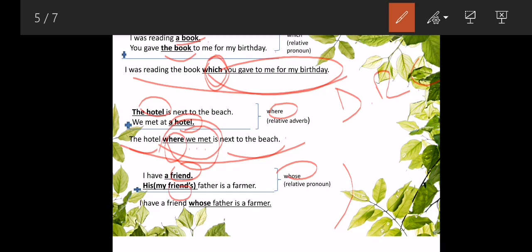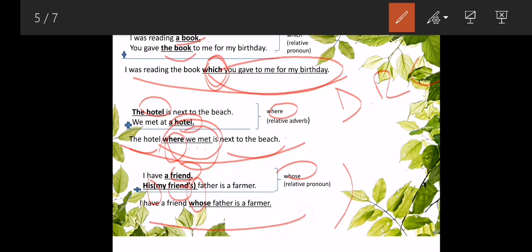Why do we use whose? Why do we use the relative pronoun whose? In this sentence, whose shows possession. It replaces a possessive adjective or a possessive, okay? You can see "his" is a possessive adjective and here is the possessive.